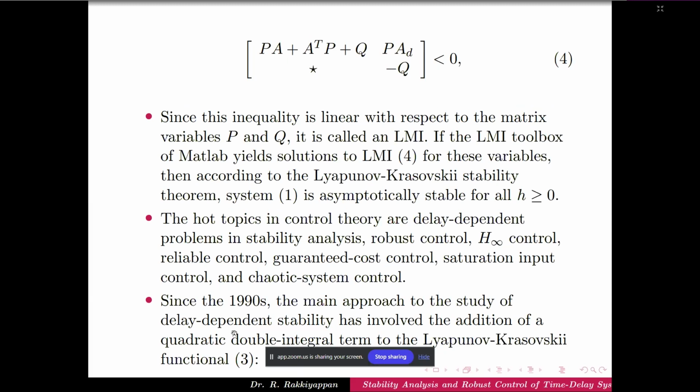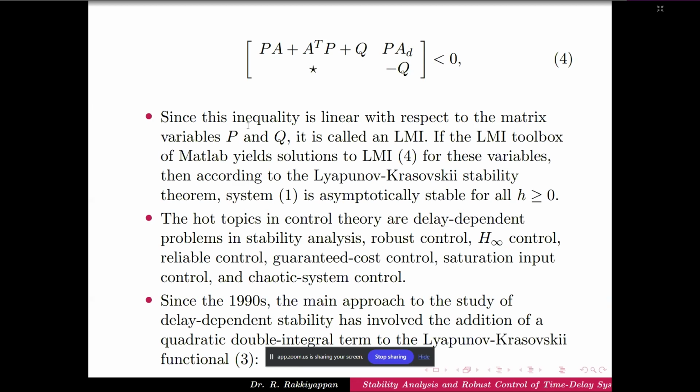So here there is no delay; there is no h value appearing in this matrix inequality. A matrix less than 0 means a negative definite matrix. Or in other words, we have to find the eigenvalues of this matrix, and all the eigenvalues should have negative real part. Then we can say that the given system is stable.